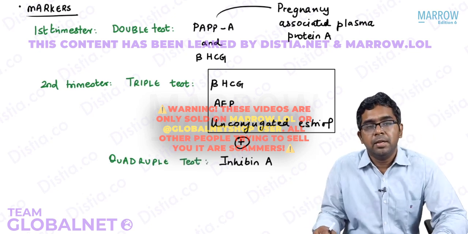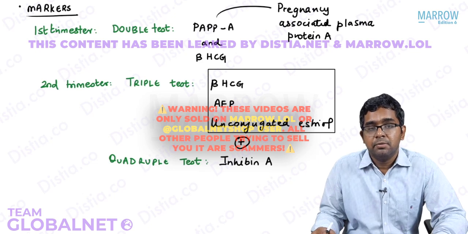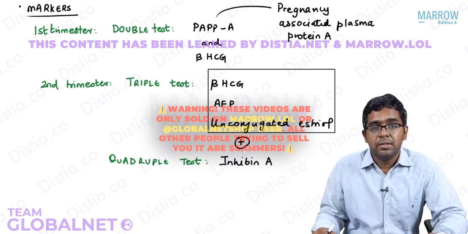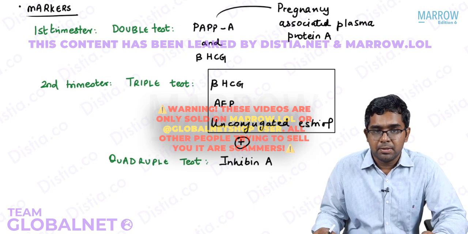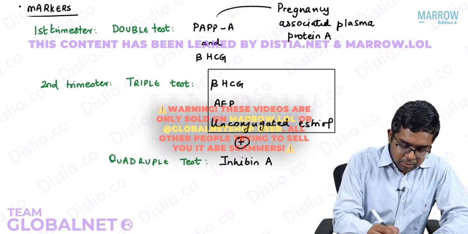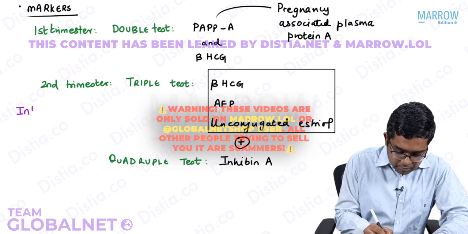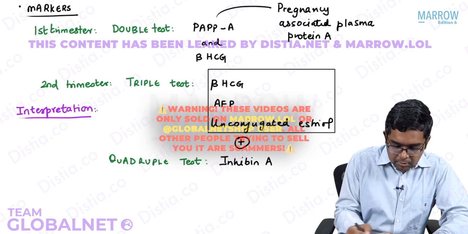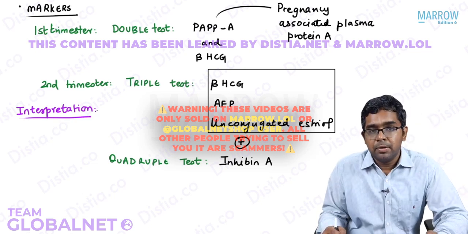Okay, so these are the commonly employed maternal serum markers which can help in identifying a fetus with Down syndrome during pregnancy. What you should also know about is interpretation of these markers, or in other words, what happens to the level of the markers in a baby with Down syndrome during pregnancy.